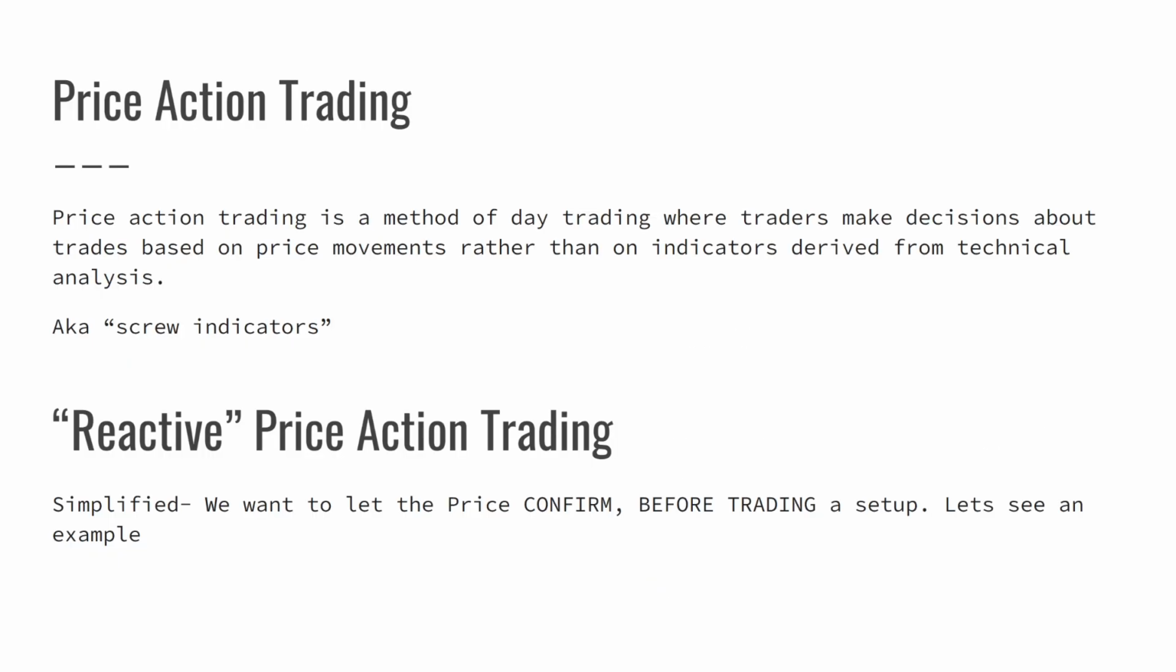Now, going into this is what everyone tells you. Price action trading is a method of day trading where traders make decisions about trades based on the price movements rather than on the indicators derived from technical analysis, whether it be MACD, RSI, or whatever it may be, the 34 EMA or whatever crazy indicators that are out there right now. And in my opinion, people are taking this as an AKA, this is a screw indicators type strategy.